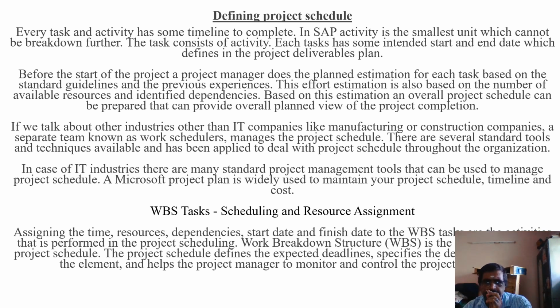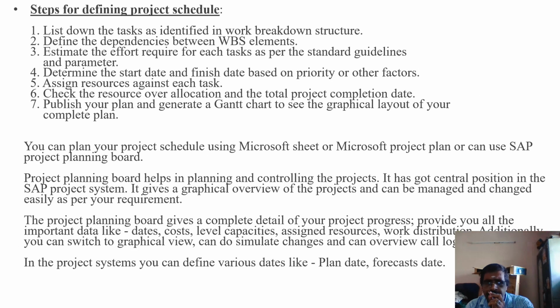So assigning the time, resources, dependencies, start date and finish date to WBS tasks or the activities that are performed in the project scheduling. Work breakdown structure, WBS, is a key component of the project schedule. The project schedule defines the expected deadlines, specifies the dependencies among the elements, and helps the project manager to monitor and control the project progress. So everything should be within the schedule.